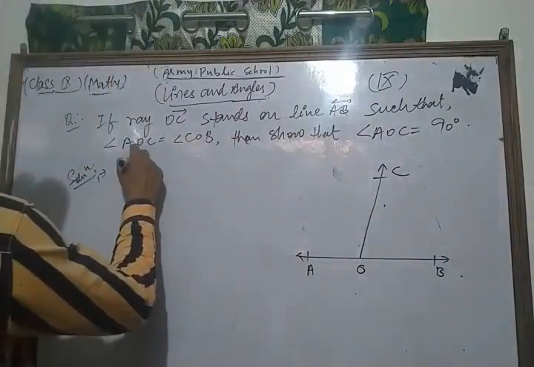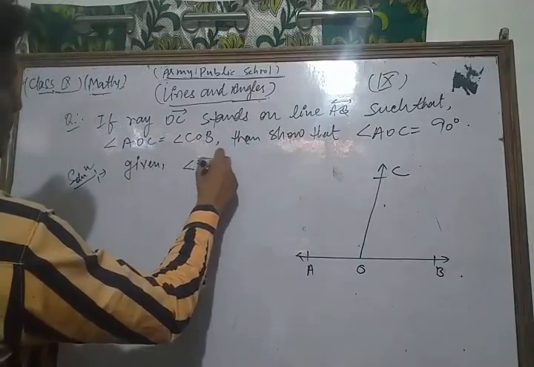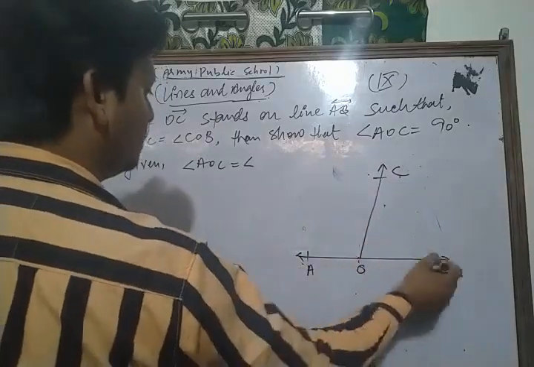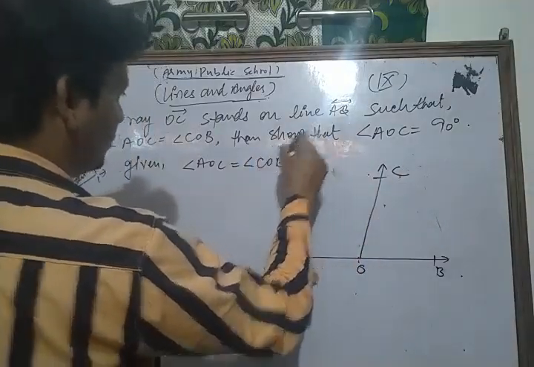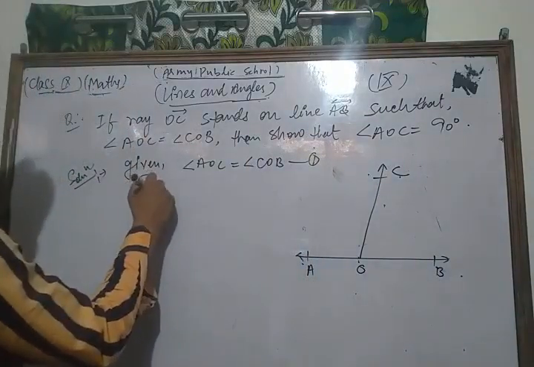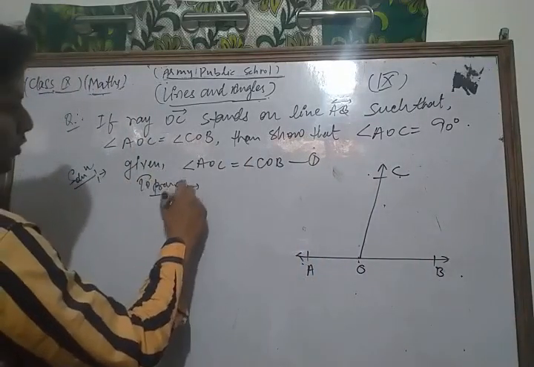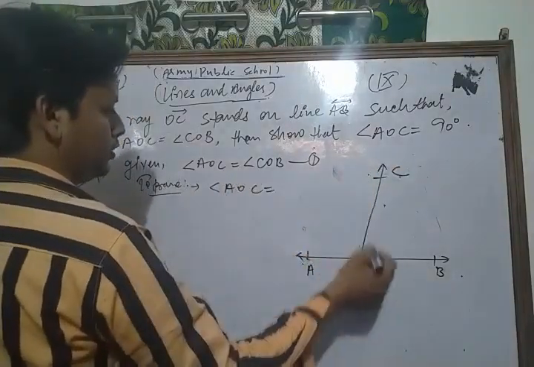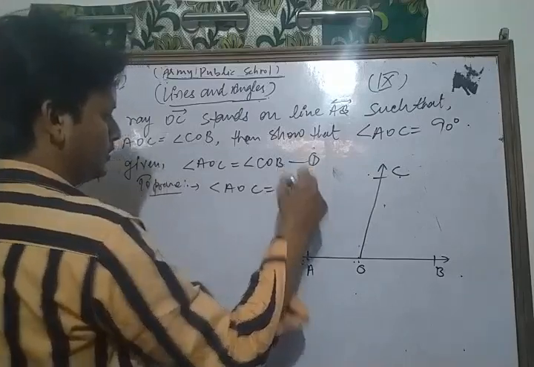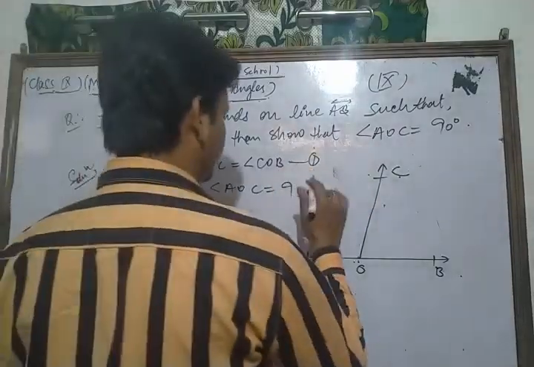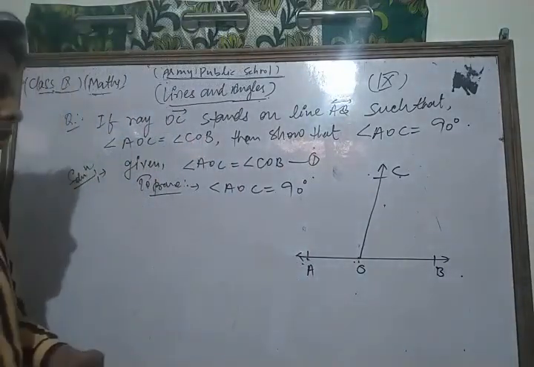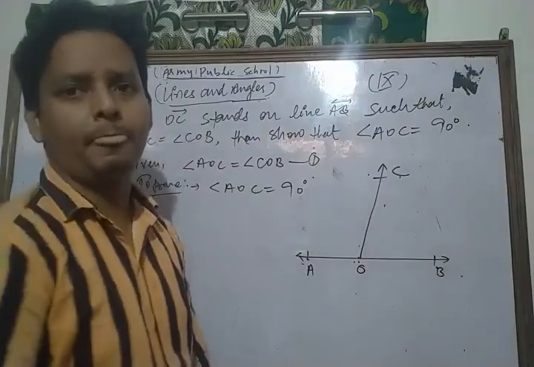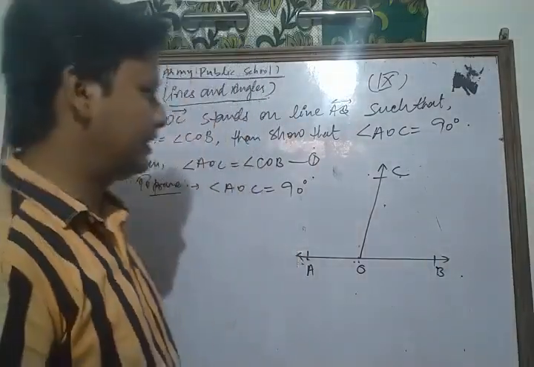First of all we write the given. Here angle AOC is equal to angle COB; take this as equation number 1. Now we have to show that, to prove: angle AOC is equal to 90 degrees. This is a very important question of your syllabus. Now let's see its solution.